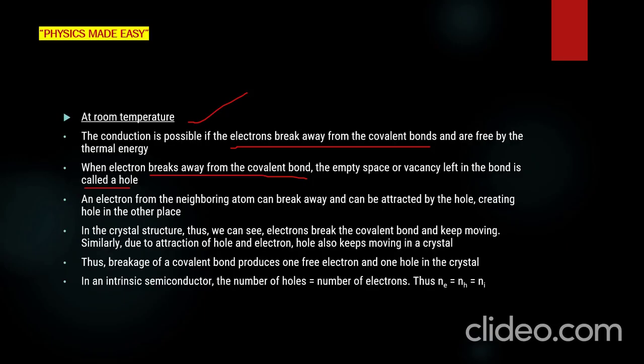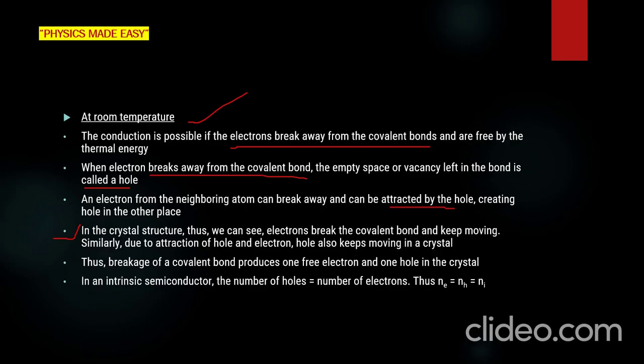An electron from a neighboring atom can break away and be attracted by the hole, creating a hole in its respective place. So in a crystal structure, we see electrons break the covalent bond and keep moving. Similarly, due to the attraction between the hole and the electron, the hole also keeps moving in the crystal. Thus the breakage of a covalent bond produces one free electron and one hole in the crystal.